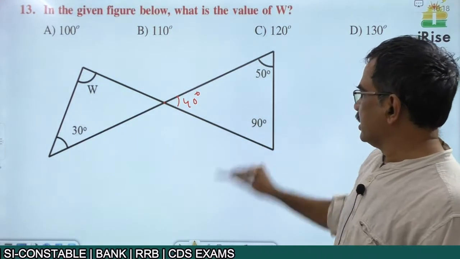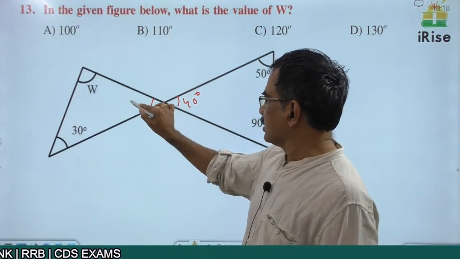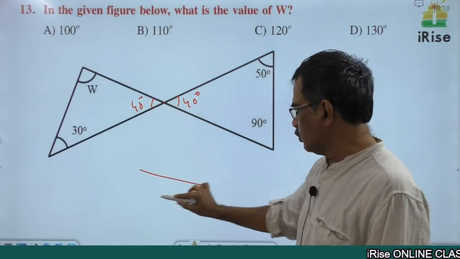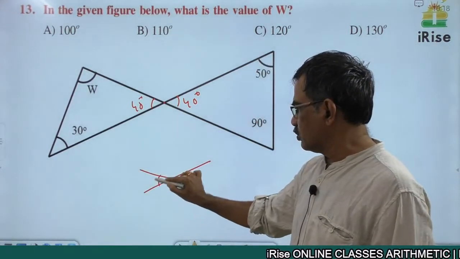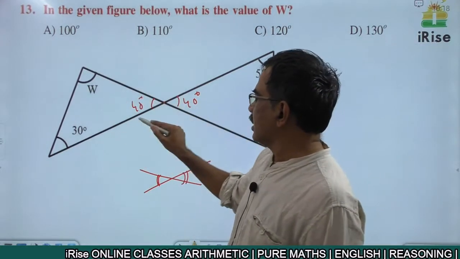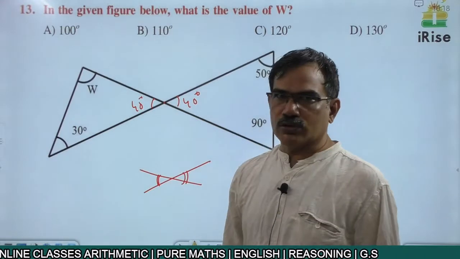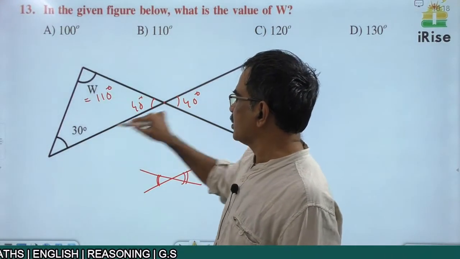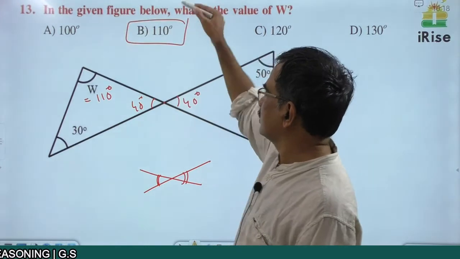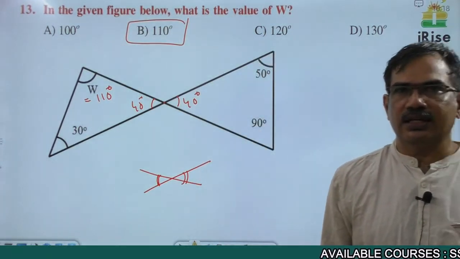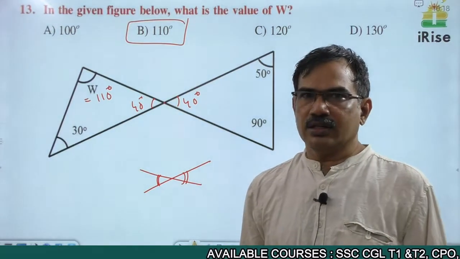Okay, 90 plus 90, 180. If this is 40, this angle is also 40 because vertically opposite angles are equal. If two lines intersect each other, these two are equal. And again this is a triangle, 40 plus 30 which is equal to 70. Therefore, this angle is equal to 110 degrees. Sum is 180. 110 is the answer. Angle W is equal to 110 degrees. Next one.